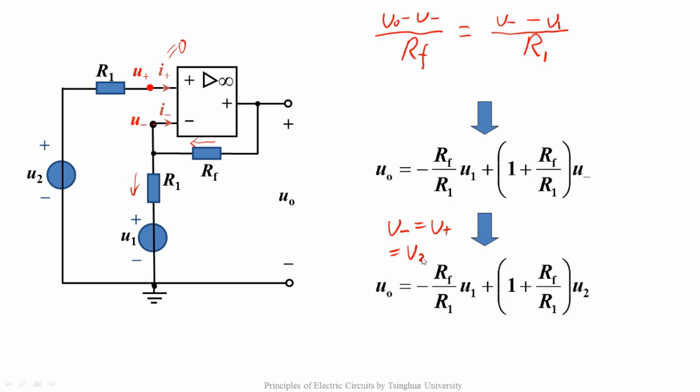Replacing U minus with U2, we can get the same result as the one on the previous slide. It means that the above result got by intuition is right. Obviously, the subtractor is a little imperfect, since the coefficients of U1 and U2 are different. Can we change them to the same?